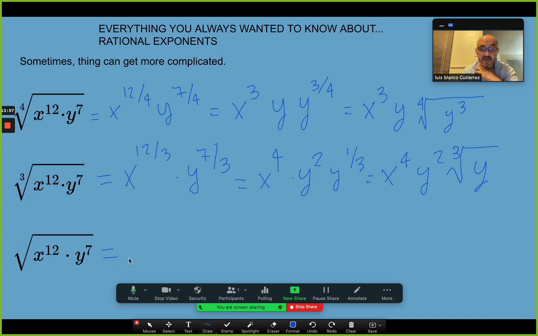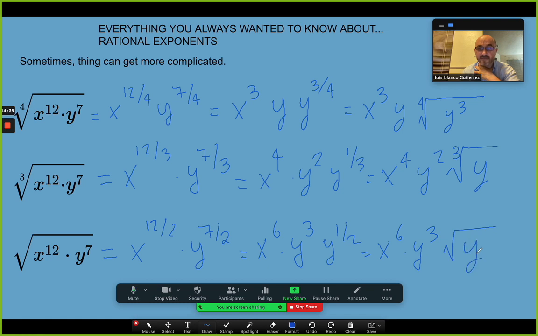And then let's do the last one to finish. Remember, no number means that the index is 2. So I need to divide over 2. So this is going to be x to the power of 12 over 2 times y to the power of 7 over 2. And it's going to be x to the power of 6 times y to the power of 3 with a remainder of 1. So it's x to the power of 6, y to the power of 3 times the square root of y.